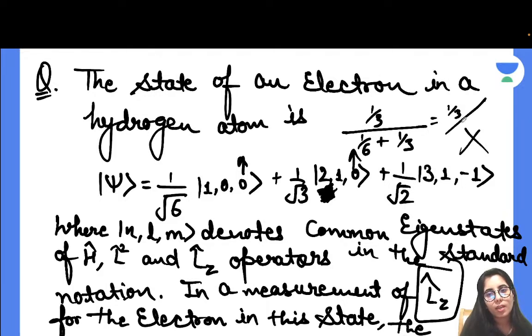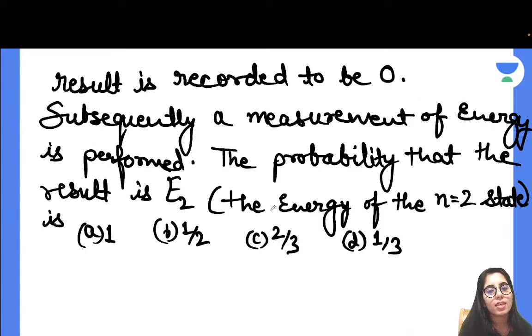1 over 3 divided by, it's going to be 3 over 6, which is 1 over 2. So you will get 2 by 3 as your final answer. And you can see what is important in this question. That's the reason we have done the discussion about it.